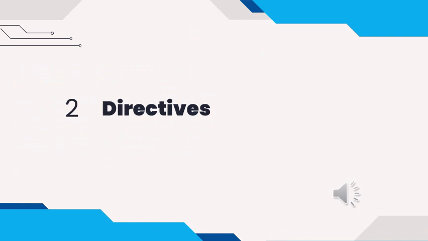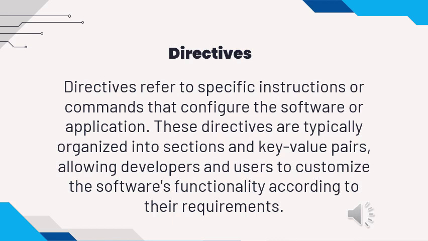Now let's talk about directives. Directives refer to specific instructions or commands that configure the software or application. These directives are typically organized into sections and key-value pairs, allowing developers and users to customize the software's functionality according to their requirements. In other words, directives in the context of .ini files are explicit instructions or commands that dictate how a software or application behaves. They serve as the language through which developers and users communicate with the software, defining parameters, settings, and configurations.